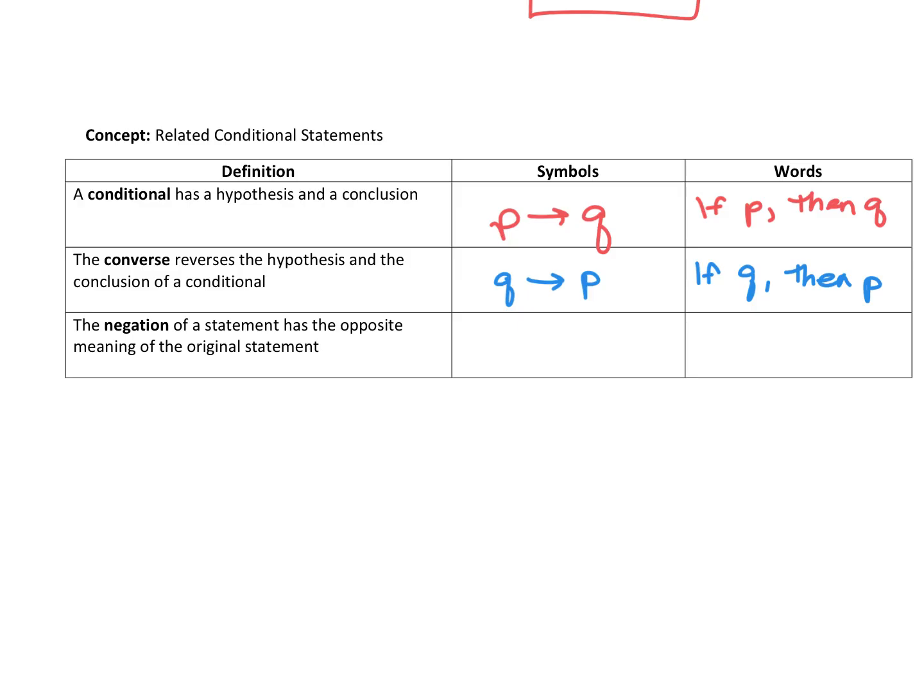The negation of a statement has the opposite meaning of the original statement. So what we do there is we have this little squiggly in front of P or in front of Q. And the way that we say that is not P. So if our hypothesis was the integer is even, not P would be the integer is not even. It throws a not into the statement. It negates the statement.